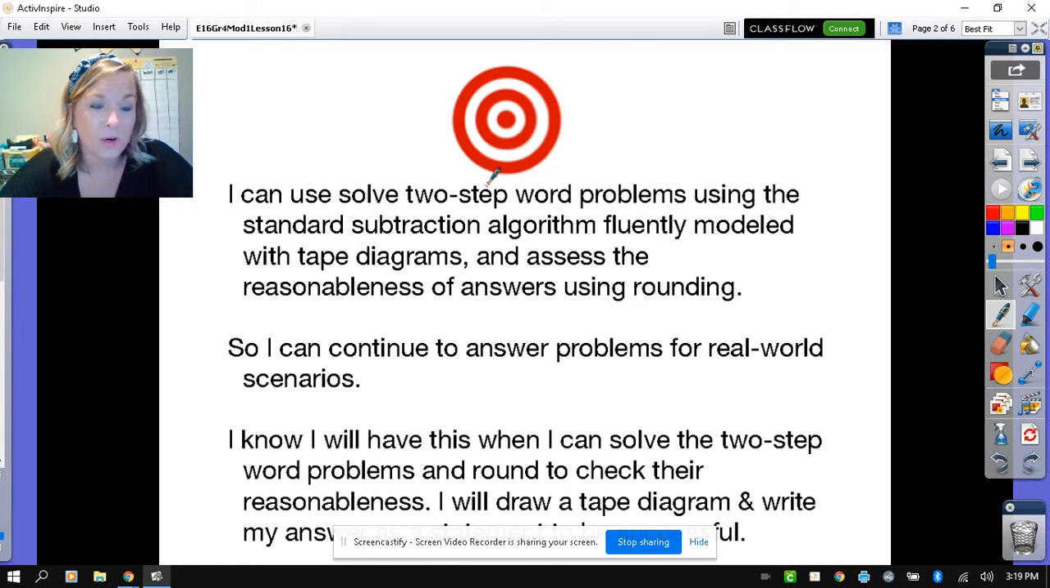So just like we did before, we're going to solve using subtraction and we're going to check to see if our answer makes sense when we round the numbers to find out an answer easily. We're going to continue to answer real-world scenarios that we may need to use in life for your job, for anything that you might need in the future, your bank accounts, etc. You're going to know that you have this when you can solve the two-step word problems and round to check your reasonableness. You're going to make sure that you draw tape diagrams and write your answer as statements to make sure that you are being successful with these problems.